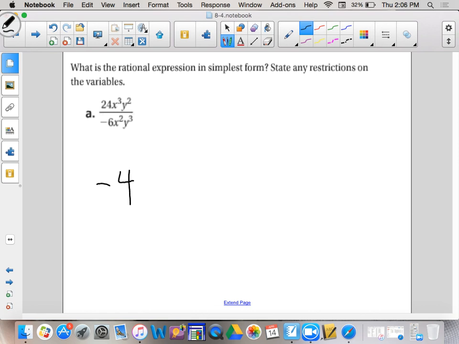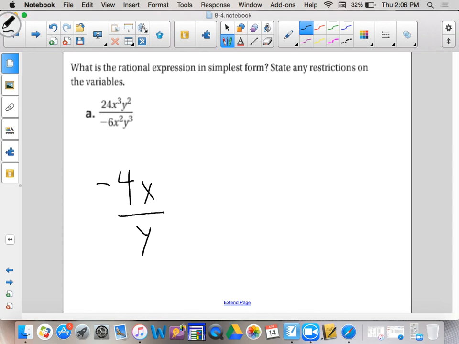Can I simplify my x's? When I divide exponents, what do I do to them? Subtract them. So 3 minus 2 gives me 1x on top. Then I have y squared divided by y cubed. What's 2 minus 3? So where does my y go? On the bottom.